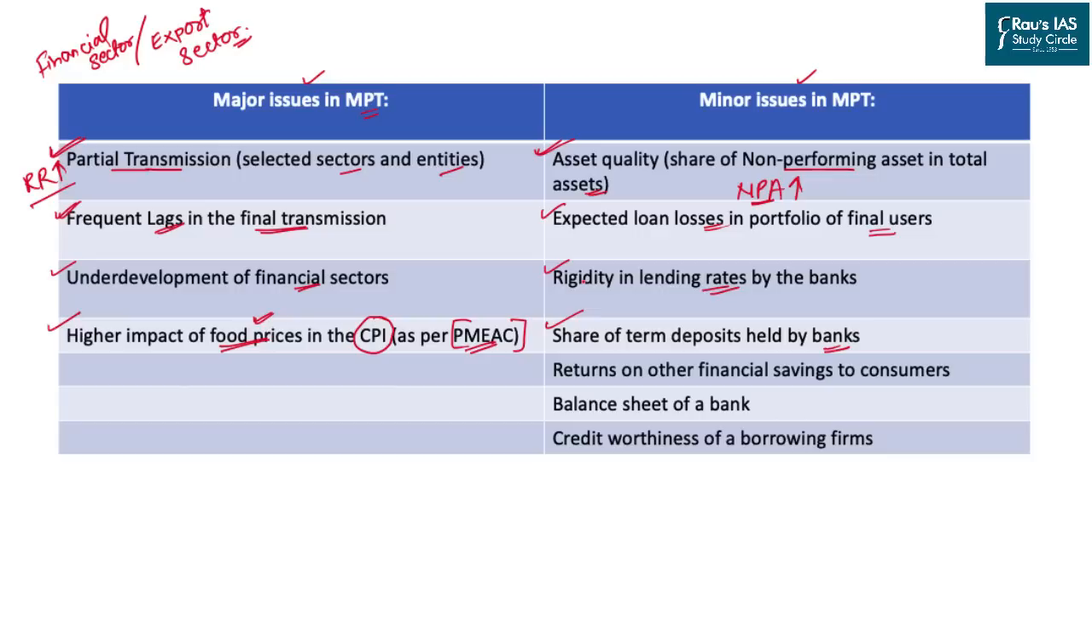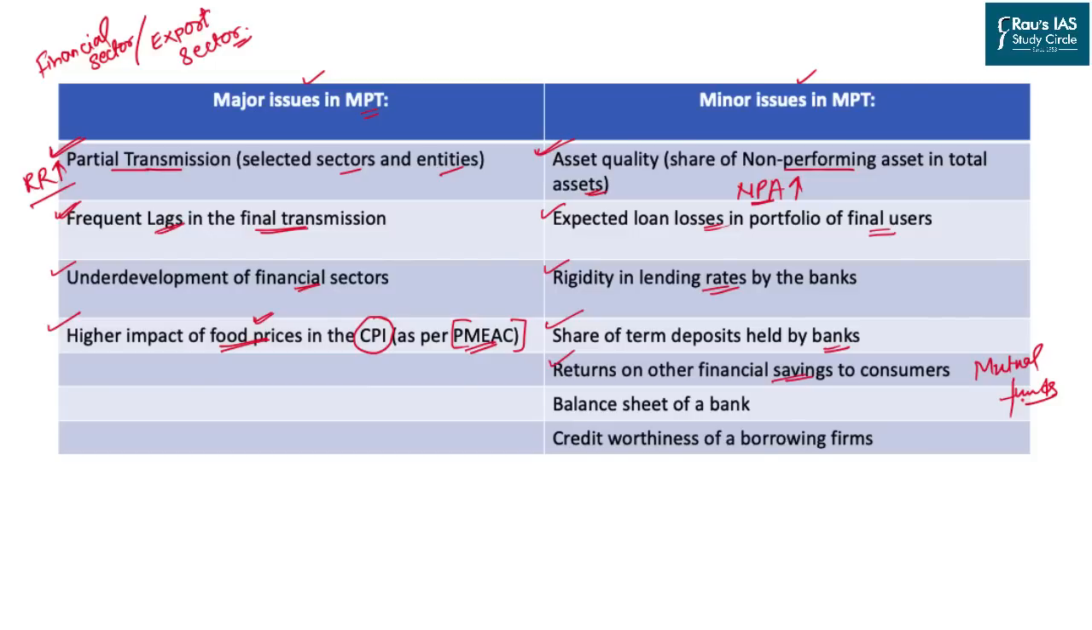Next comes the return on other financial savings to the consumer. You must have heard about mutual funds. If a person is earning a very high amount from mutual funds, do you believe he is going to take a loan? If a person is earning a lot of money from, let's say, selling property, do you think he's going to take a loan from the bank? Or if a person has a large quantity of gold, do you think that person is going to take a loan from the bank? No loan means no easy policy transmission.